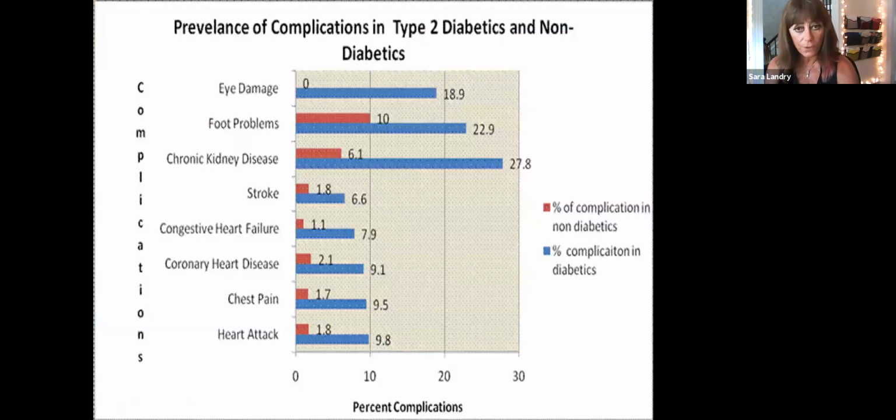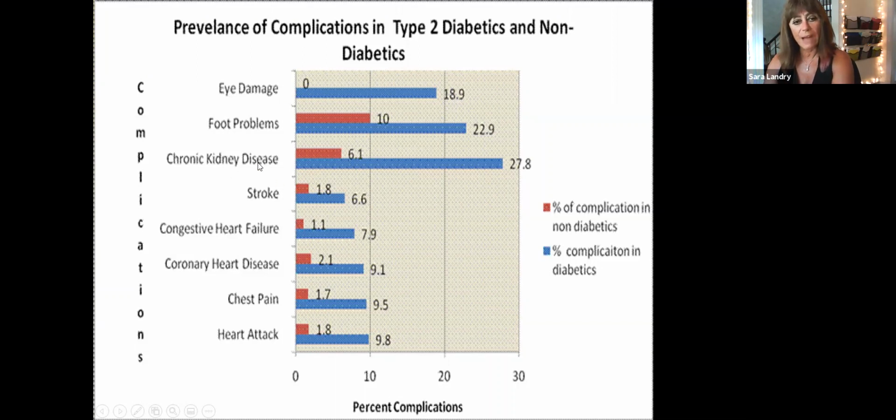This chart, the way you read it is, the blue is complications of a diabetic. The red is complications of a non-diabetic. So if you look at eye damage, there's no red. Most people who are aging don't get eye damage. But if you're a type 2 diabetic, 18.9% of you will have eye damage.